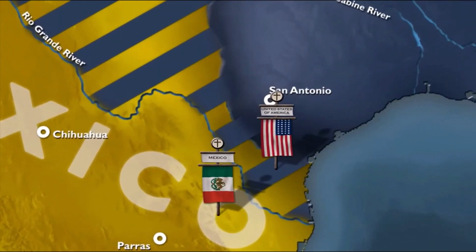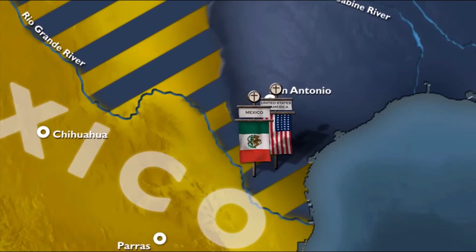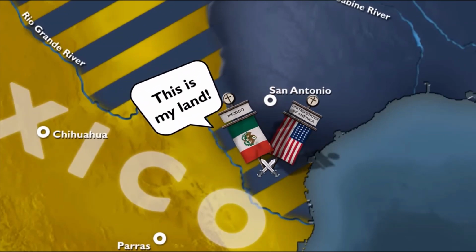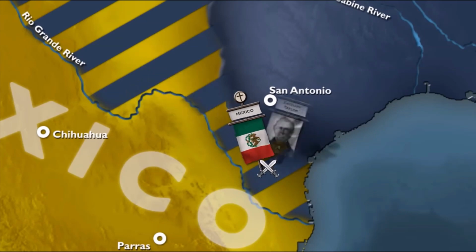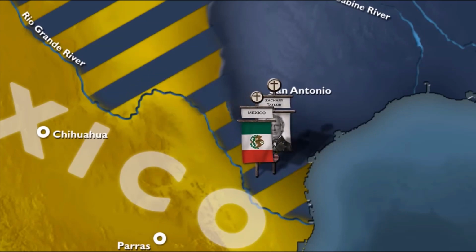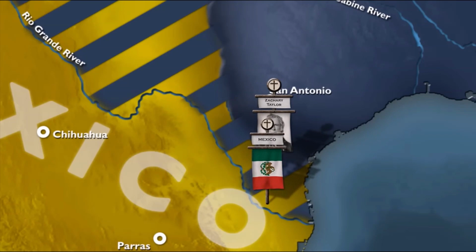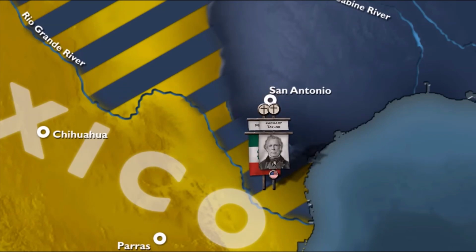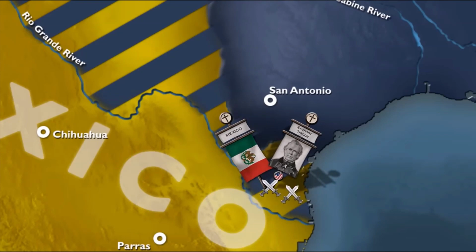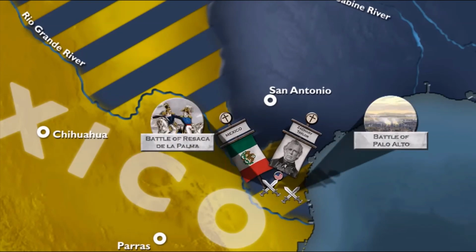On April 25, 1846, Mexican cavalry attacked a group of U.S. soldiers in the disputed zone under the command of General Zachary Taylor, killing about a dozen. They then laid siege to an American fort along the Rio Grande. Taylor called in reinforcements and was able to defeat the Mexicans at the battles of Palo Alto and Resaca de la Palma.